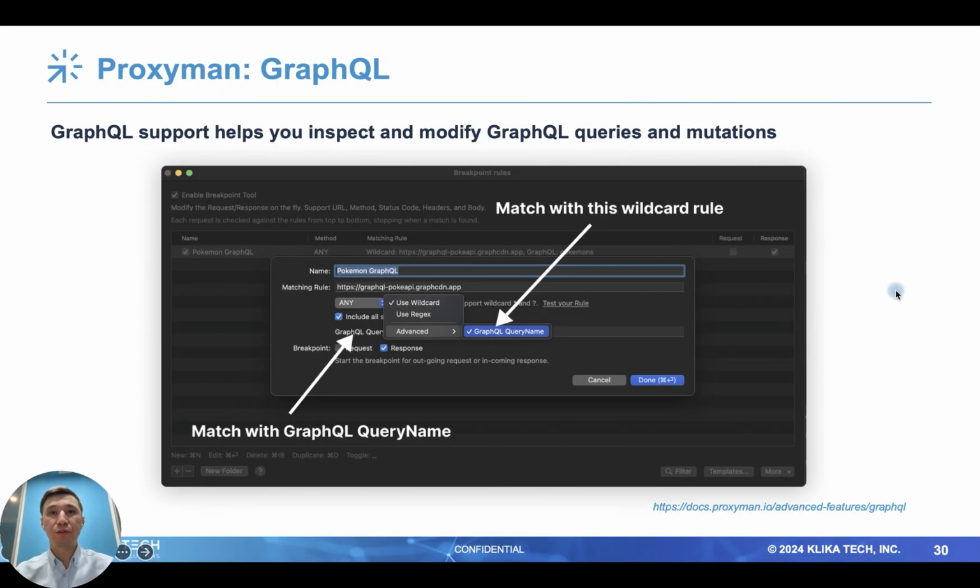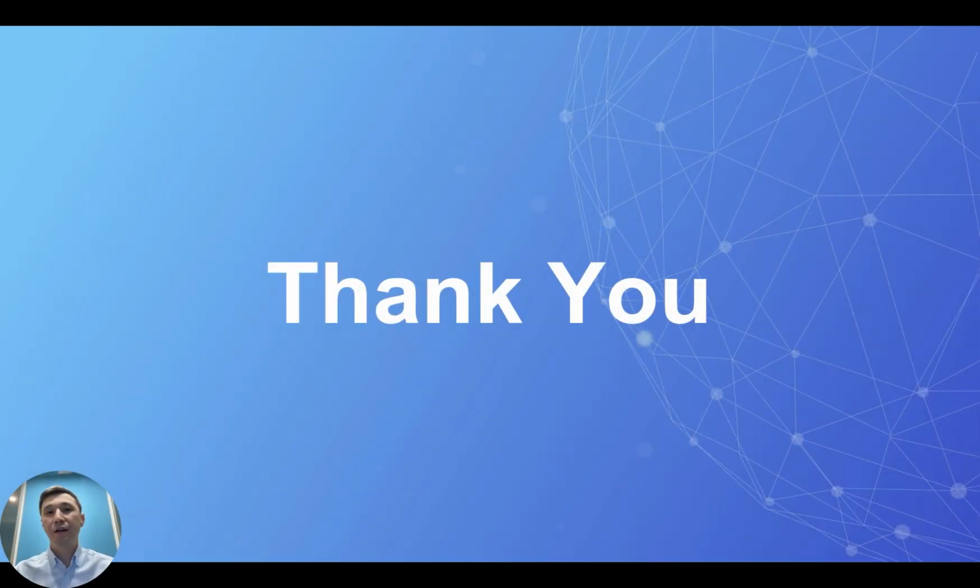Finally, Proxyman supports GraphQL debugging. It allows you to modify queries and mutations. You can test how your application handles various GraphQL responses and ensure that it returns the expected data. On the action, you need to select advanced and provide the GraphQL query name. Yeah, that's actually it. We covered how I personally debug Vue.js applications.